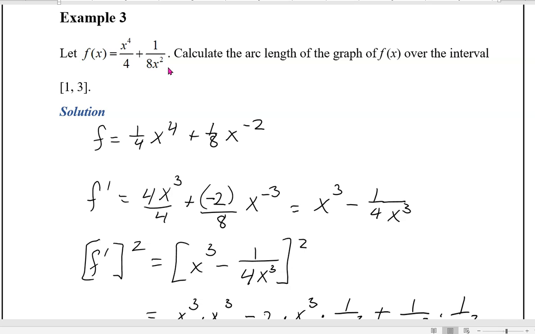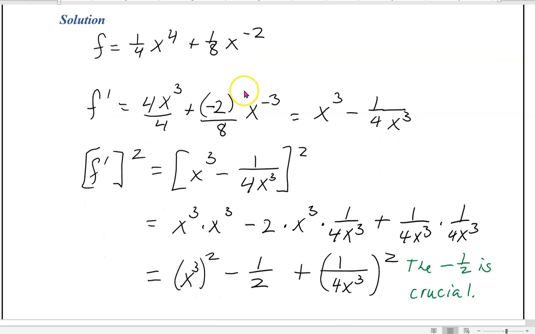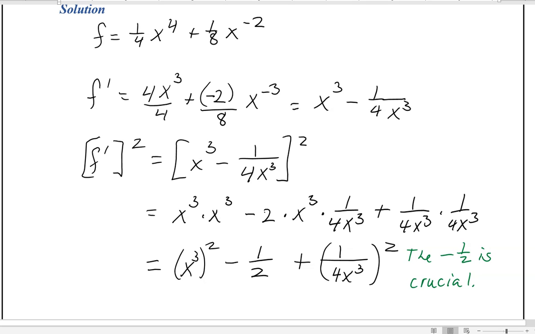Then I applied the derivative to come up with x cubed minus 1 divided by quantity 4x cubed. The next thing I did was I squared that. You'll want to be very careful when you're doing the squaring. I recommend that you write it out twice and very carefully apply the technique of FOIL or the distributive property to find it. When you're doing this, note that you get a minus 1/2 in the middle. This minus 1/2 is crucial to applying the formula for arc length.